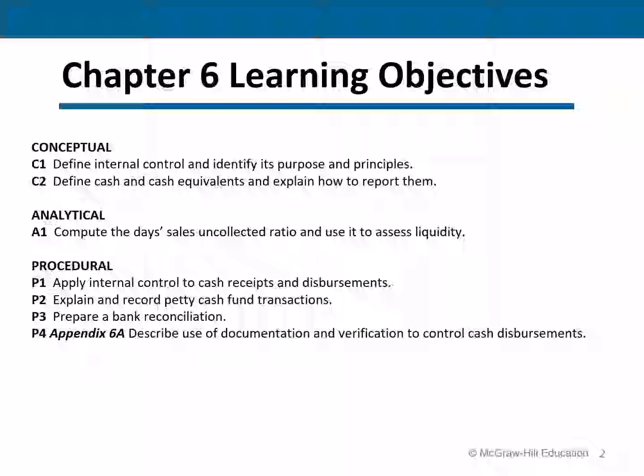So chapter 6, learning objectives. We're going to define internal control and identify its purpose and principles, define cash and cash equivalents, and explain how to report them. Like always, there's some analytical tools. In this one, at the end of the chapter, we'll talk about days sales uncollected. And then we'll learn about how to apply some internal control procedures to cash and disbursements, and also how to prepare a bank reconciliation.